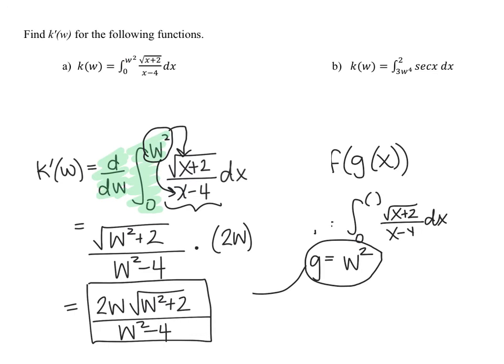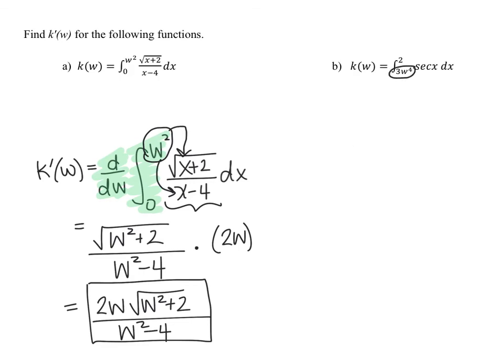Now in our final example, our function k is the integral from 3w to the fourth power to 2 of secant x dx. So now we have several problems because first of all, my lower limit of integration is not a constant. So we're going to begin like we did in one of our previous examples by interchanging our limits of integration, which means we will need to multiply by a negative. And that allows the lower limit of integration to be a 2, which is a constant. So that's the integral from 2 to 3w to the fourth of secant x dx.